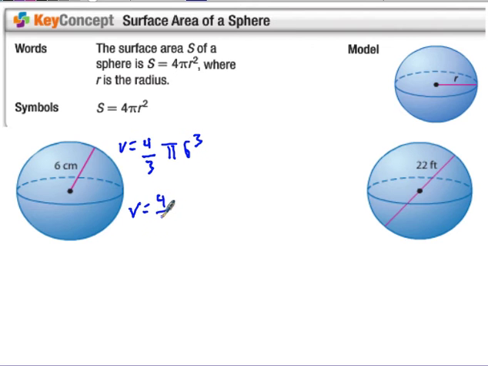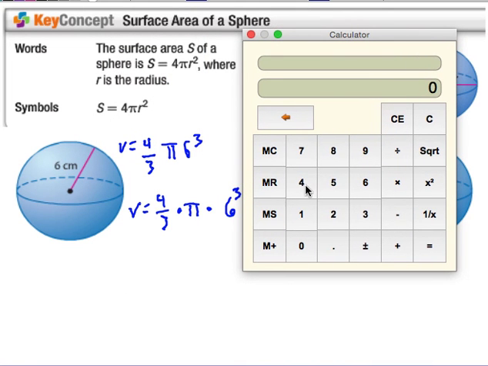So volume is 4/3 times pi times 6 cubed. You can do this by taking 4 times pi times 6 cubed, and then divide your answer by 3, if you can't put fractions in your calculator very easily. Four times pi times 6 times 6 times 6, divided by 3. 904.32. Volume equals 904.3 centimeters cubed.